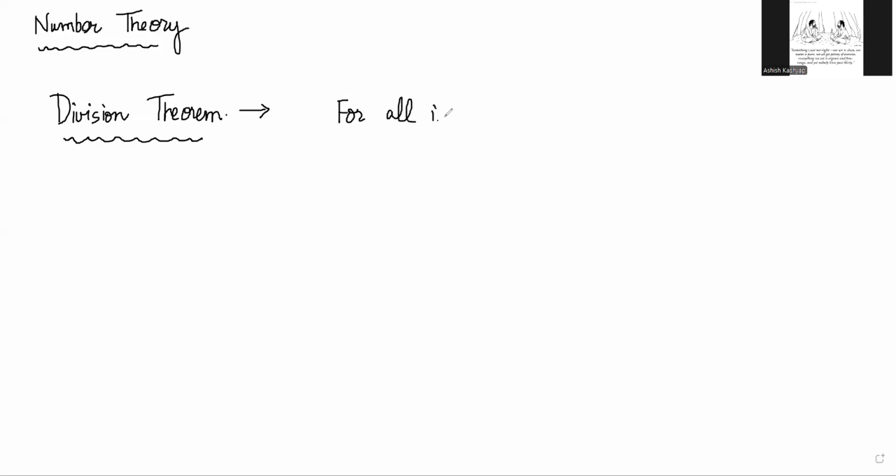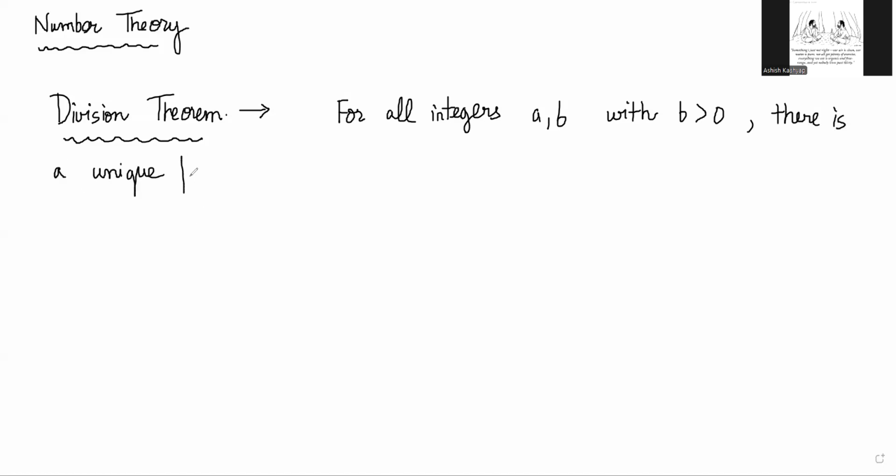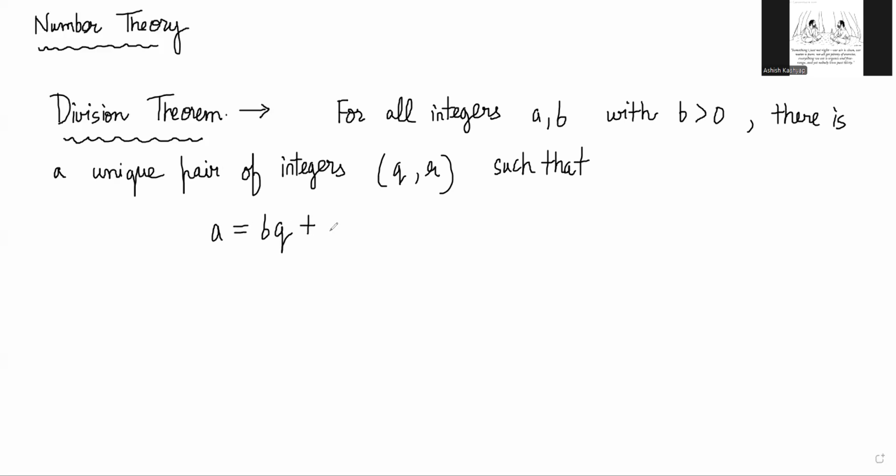For all integers a and b with b greater than 0, there is a unique pair of integers q and r such that a is equal to b times q plus r, where 0 is less than or equal to r and r is less than b.